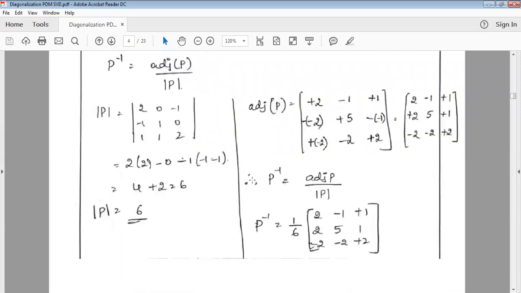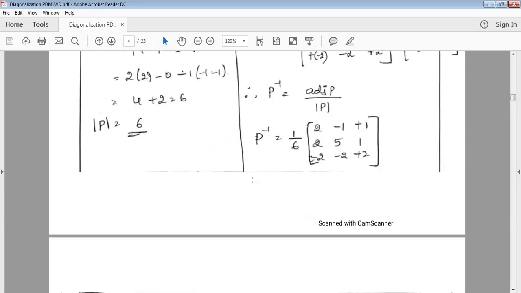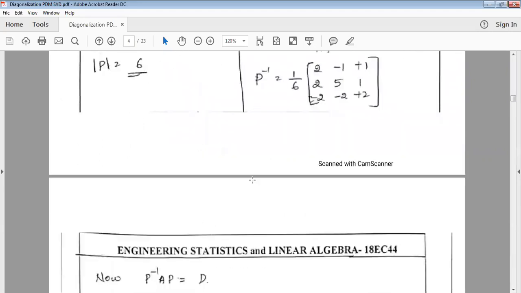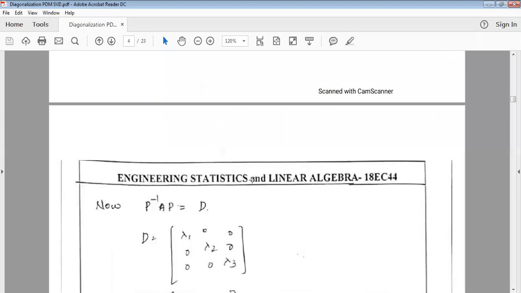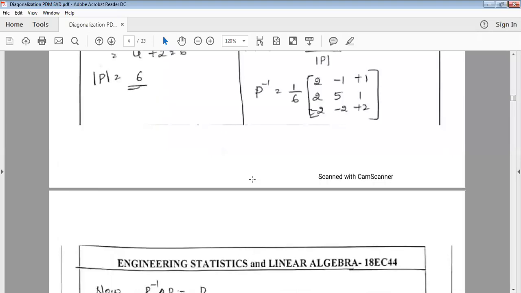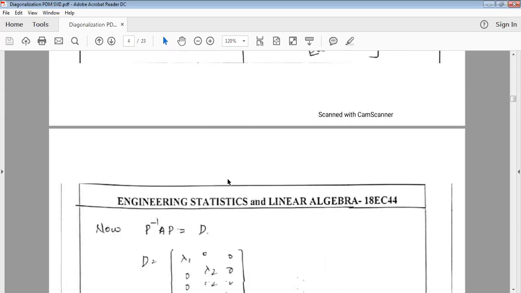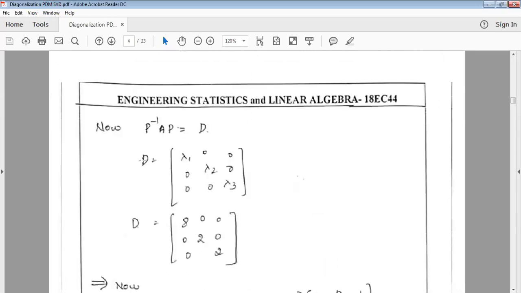Okay. Now the diagonal is nothing but P inverse into A into P, right? Now, the other thing that we understood from the slides was that the diagonal matrix will just have eigenvalues in its main diagonals, right? That was one of the statements that we made. So the diagonal D here will be nothing but lambda 1, lambda 2, lambda 3, and zeros elsewhere, right? It is supposed to be like that.